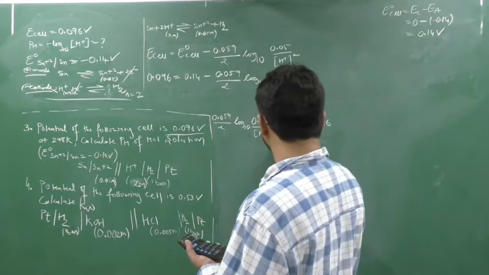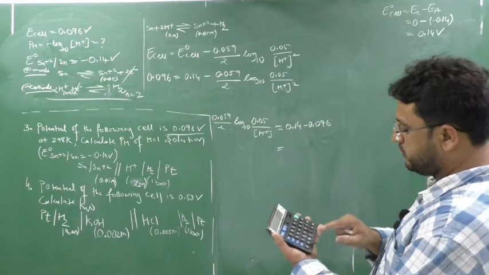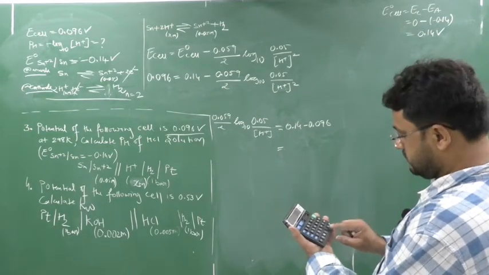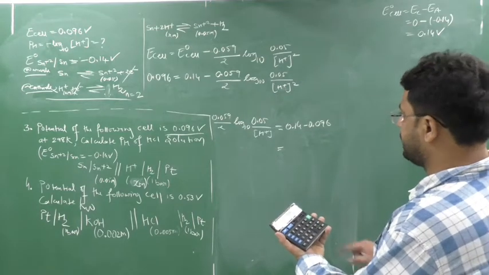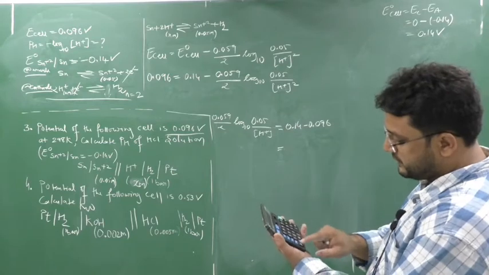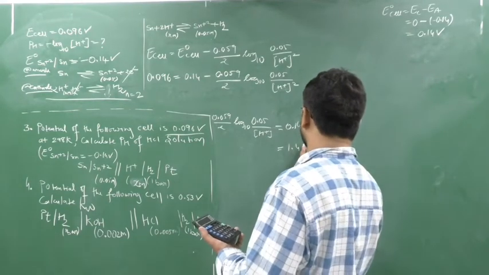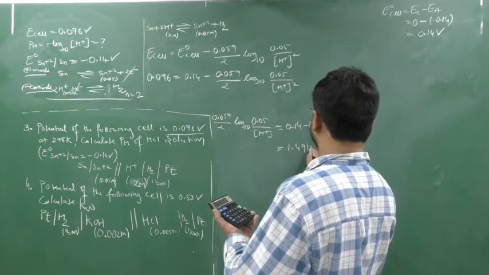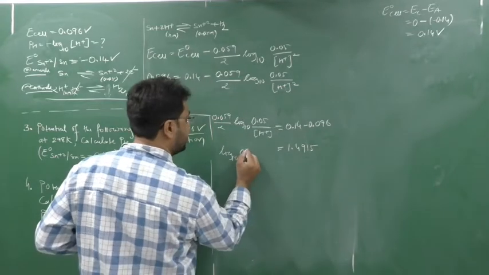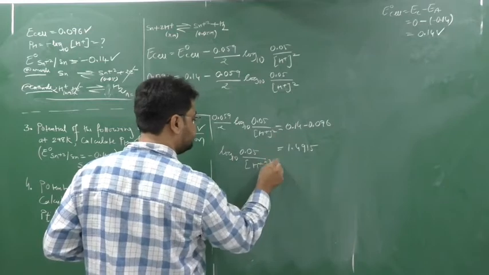So again I get the answer as 0.14 minus 0.096, which is 0.044. So I will multiply by 2 and divide by 0.059, which gives 1.4915. That is log to the base 10 of 0.05 upon H+ the whole square.